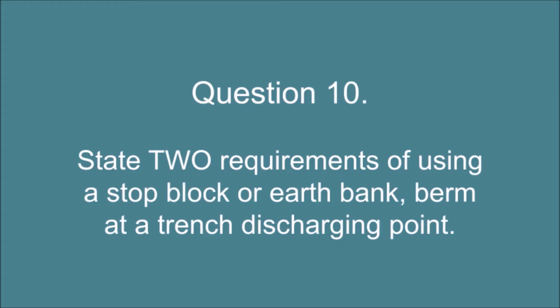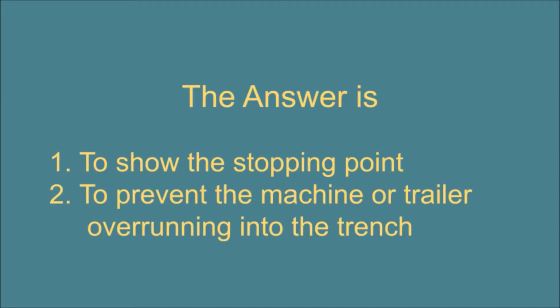Question 10. State 2 requirements of using a stop block or earth bank, berm, at a trench discharging point. The answer is: 1. To show the stopping point. 2. To prevent the machine or trailer overrunning into the trench.